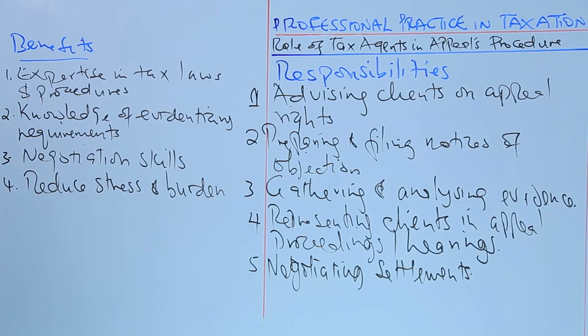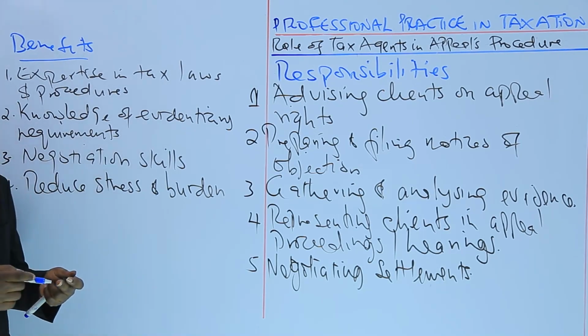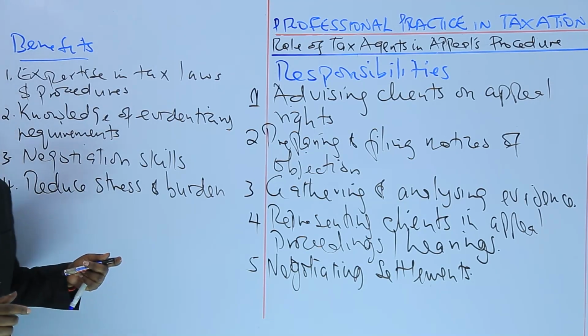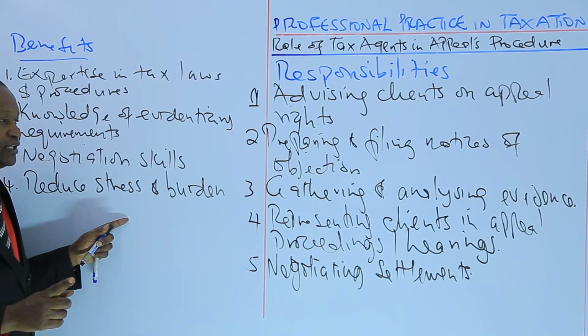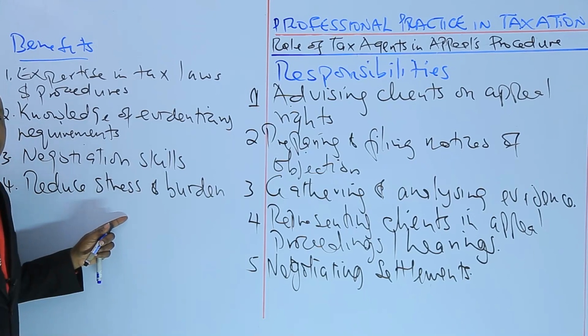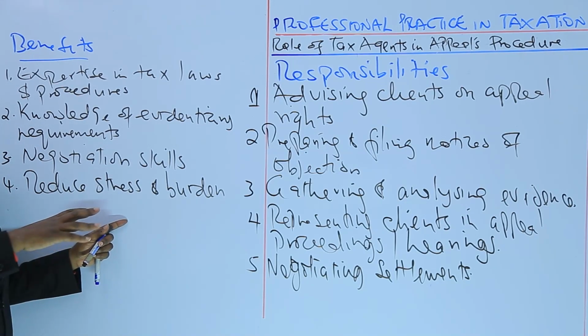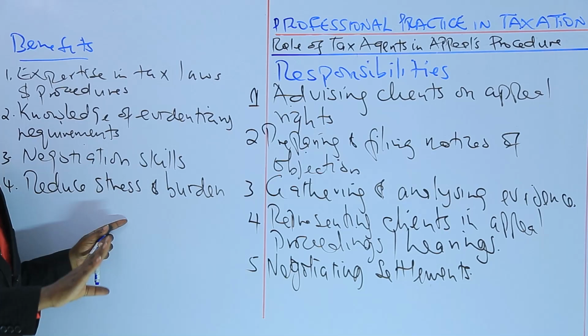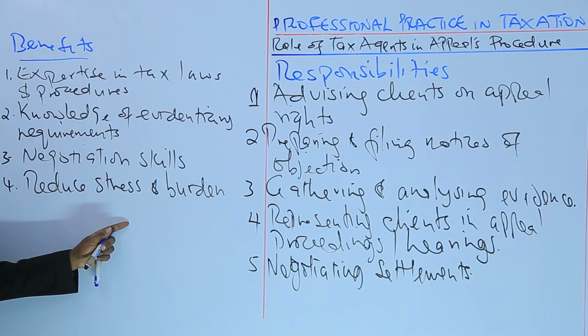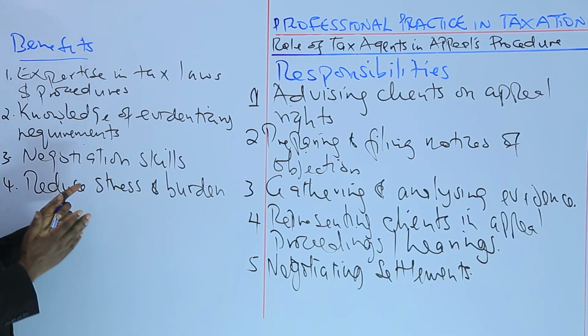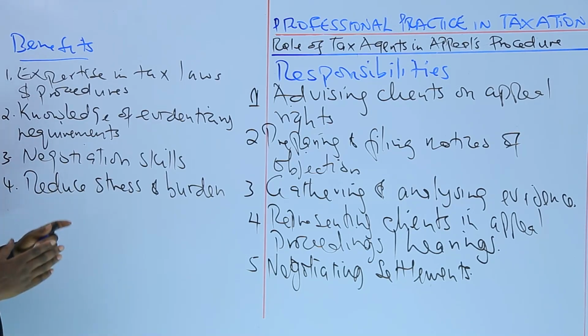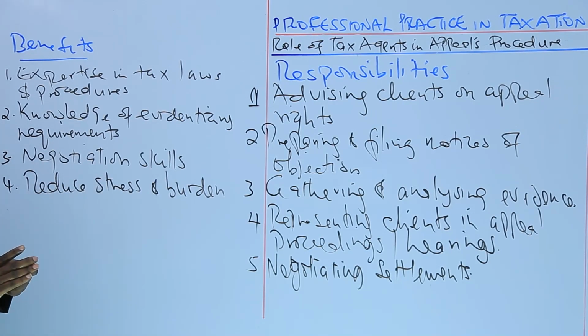All right? Reduced stress and burden. Tax agents handle the complexities of the appeal process, thereby relieving taxpayers of the stress and burden of managing the appeal themselves. So these are 4 benefits, 4 advantages of tax agent representation in appeals.